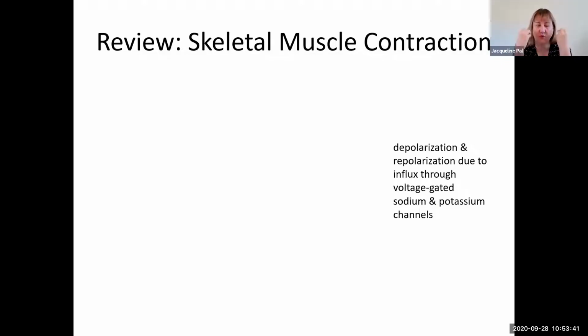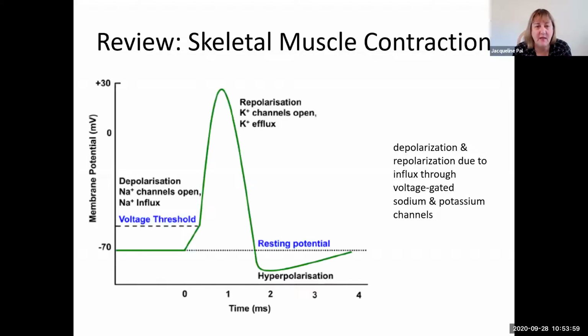Let's refresh your memory that we are going to have a muscle contraction curve where we have depolarization and repolarization due to influx through voltage-gated sodium channels, where sodium is rushing into the cell, and potassium channels, where potassium is rushing out of the cell. The curve looks something like this. From start to end, this entire process takes about 0.4 of a second.